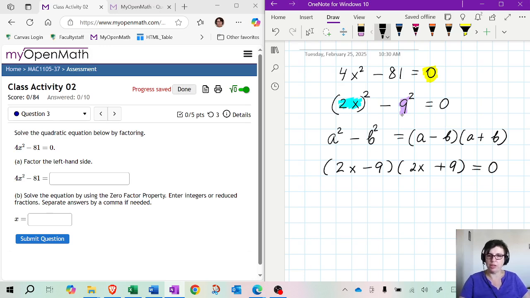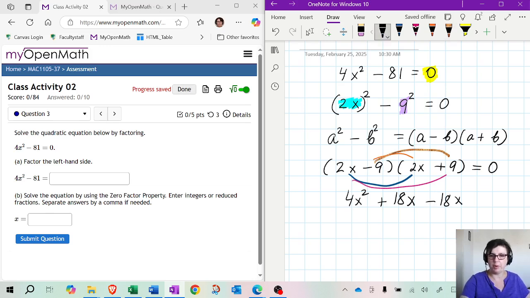So how do I know this is right? Well, I can again use FOIL. What is 2x times 2x? That's 4x squared. Then what is 2x times 9? Well, that's plus 18x. Then what is negative 9 times 2x? Well, that's negative 18x. And finally, what is negative 9 times positive 9? That would be negative 81. And notice how this part cancels out and we get the original equation, which means that we are correct.